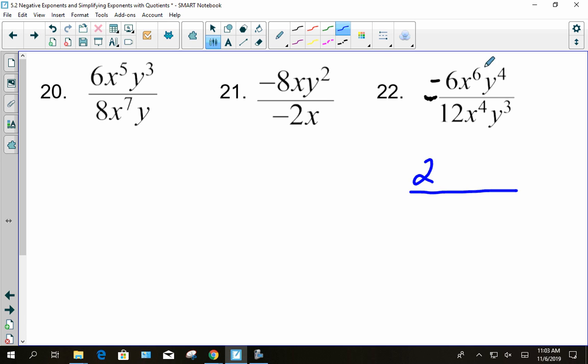Now, small to big. 4 is smaller than 6, so 4 comes up. Oh, it's not 2. Why would you kids lie to me? Small to big. So the only thing I'm going to have on bottom is my 2. 6 minus 4 is x squared. 4 minus 3 is y to the 1. Easy, breezy, lemon peasy. This is very simple. You have to practice this, and you have to remember, small to big. When the exponent crosses the fraction bar, it changes signs.